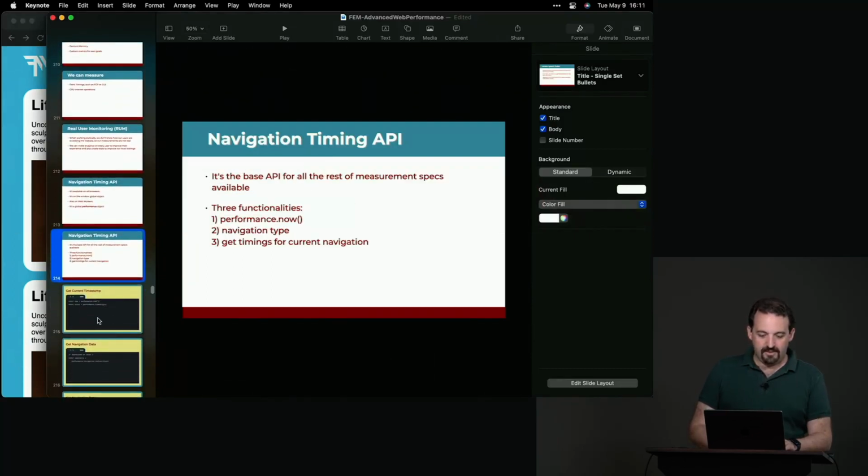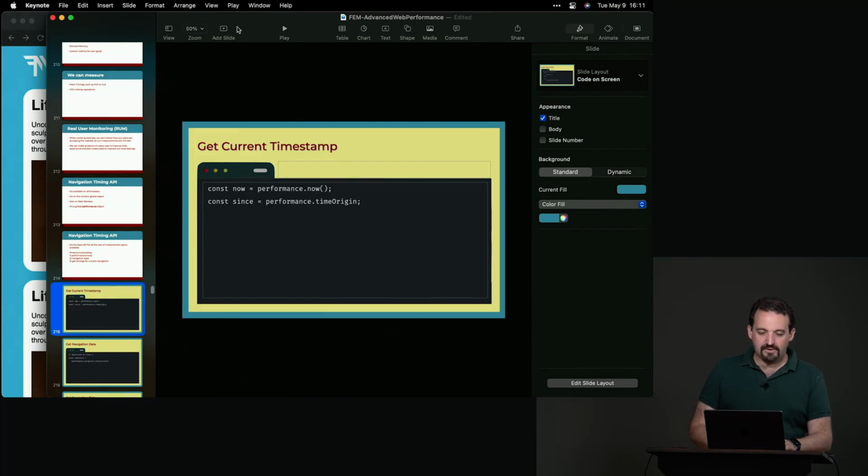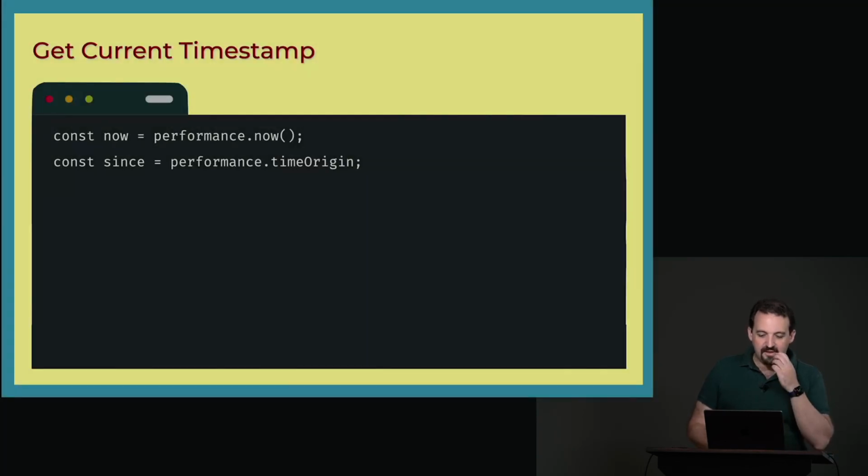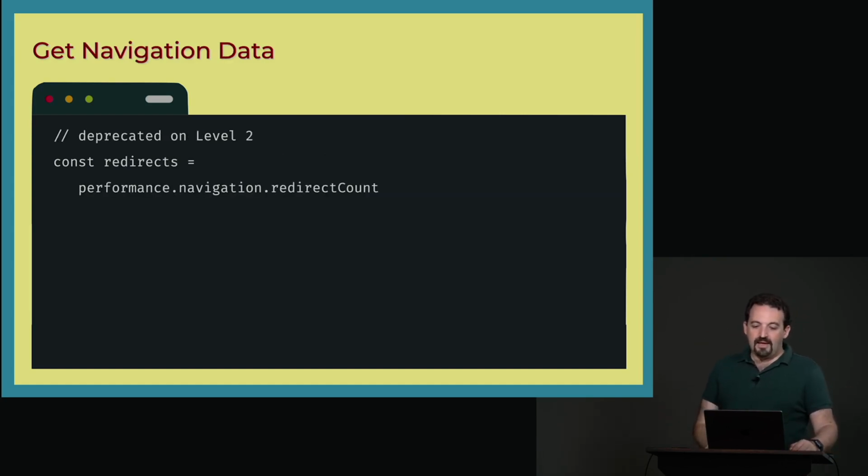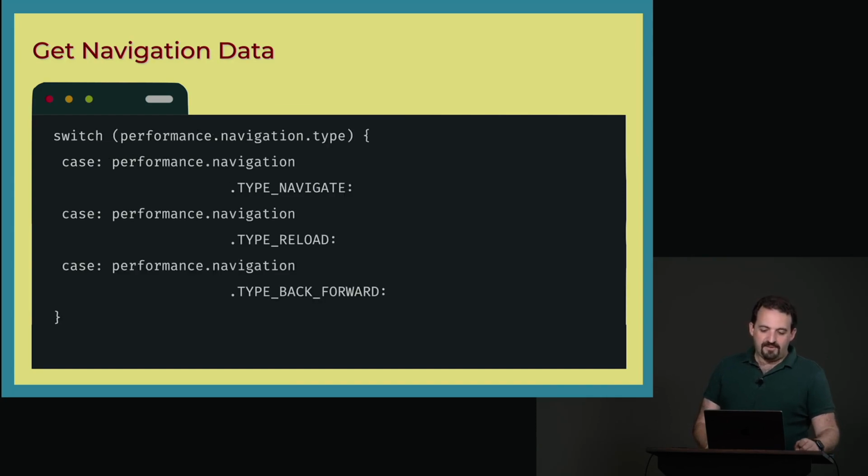So we have already seen this. So how to get the current timestamp, we have already seen that. By the way, timeOrigin will give you the timestamp for the 0, if you need to convert that into a normal date. Also, you can get the redirect count. I already said that, and this is the kind of navigation you have. It's a normal navigation, a reload, or a back forward.